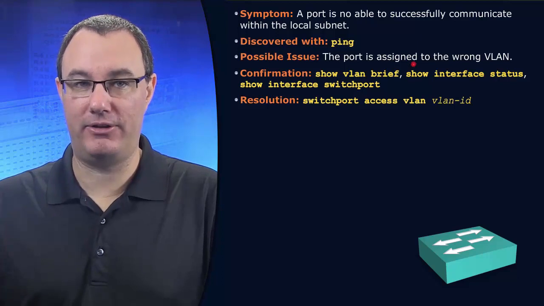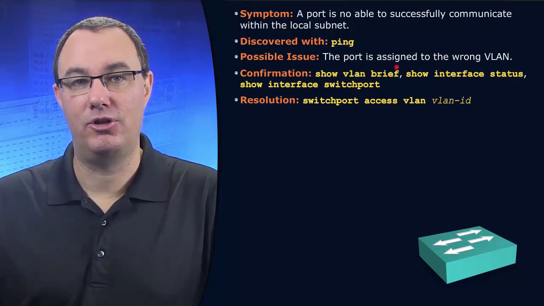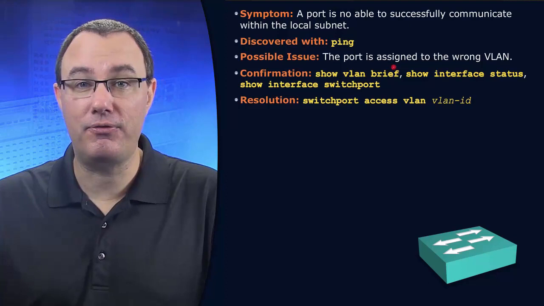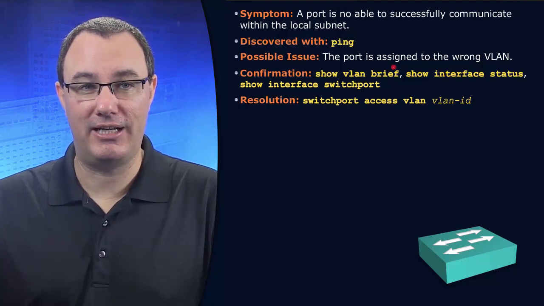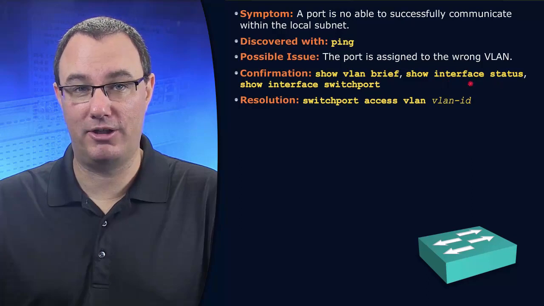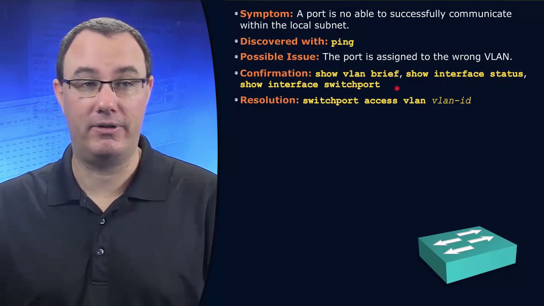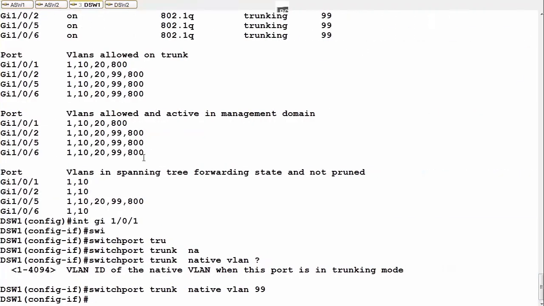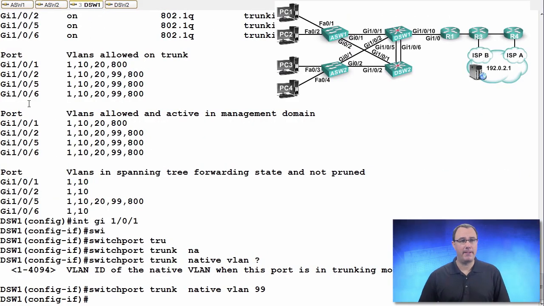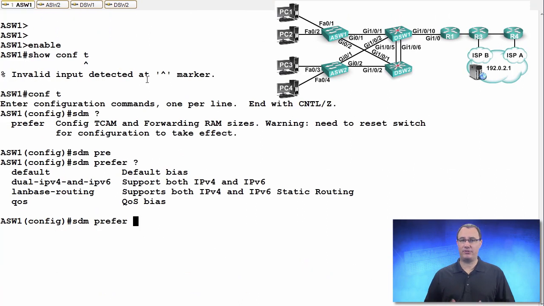The best way to do that is show vlan brief. Very, very straightforward to do that. And if there's any doubt, you can use a number of different commands. Show interface status, which I love. Show interface switchport, that also will work. You've got to be able to do this. So when we think about VLAN assignments, we think at access layer.